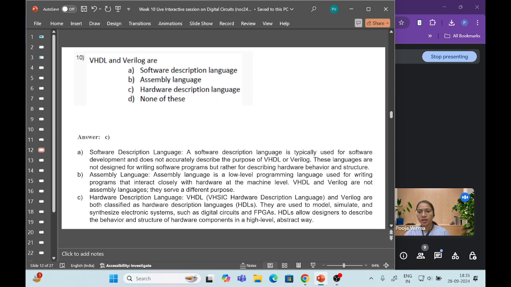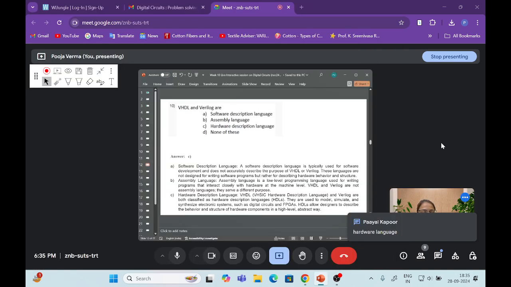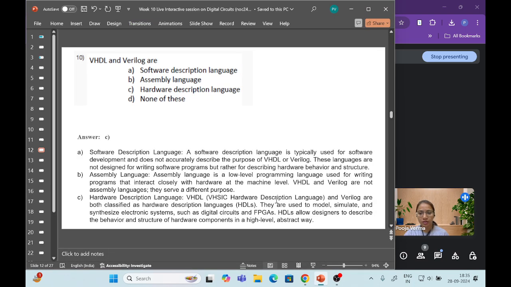So moving to the next question. VHDL and Verilog are: option A, software description language; option B, assembly language; option C, hardware description language; or option D, none of the above. VHDL and Verilog are hardware description languages that can be used in digital circuits. I will describe the options one by one.